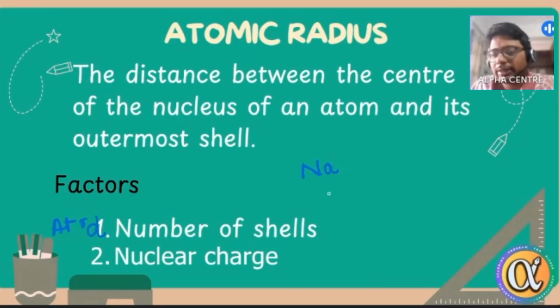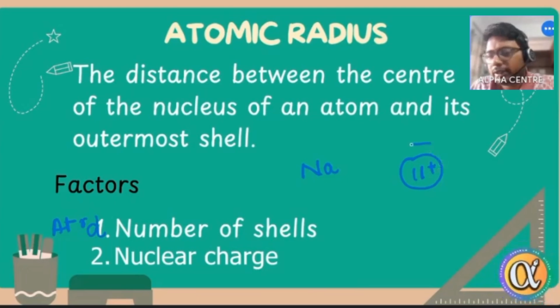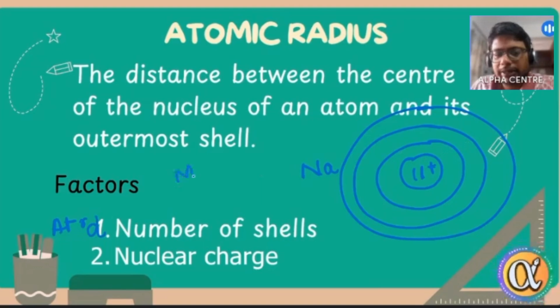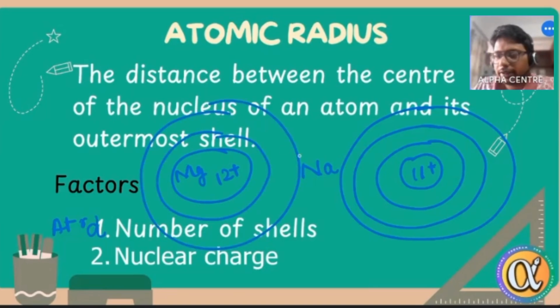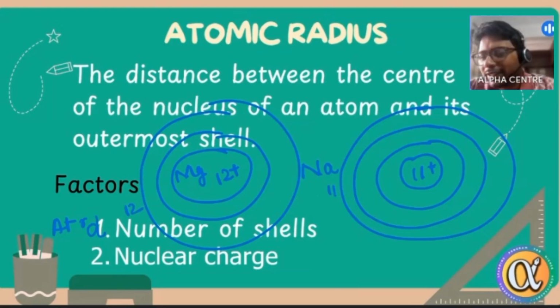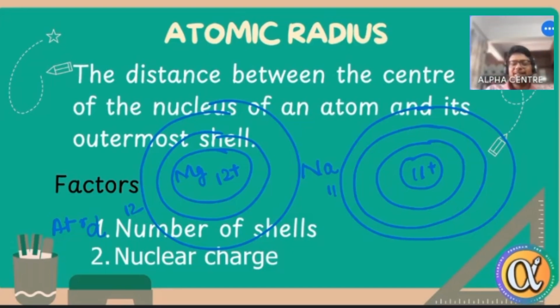For example, a sodium atom has 11 protons. It has 11 positive charges in the nucleus, and how many shells does it have? 3. Magnesium has 12 protons, and how many shells does it have? 3. Atomic number for sodium is 11 and magnesium is 12. What is your guess on which is bigger in size, sodium or magnesium? You can guess. There's no harm in guessing.